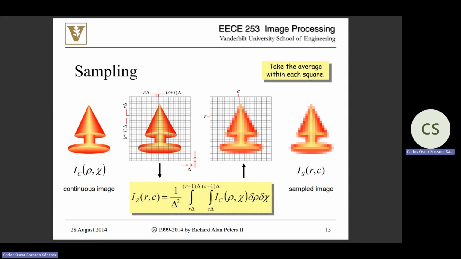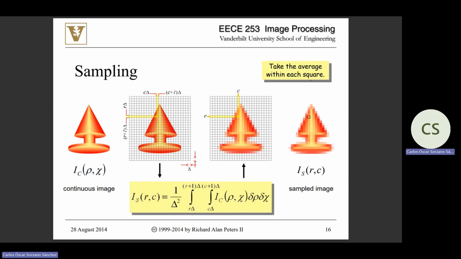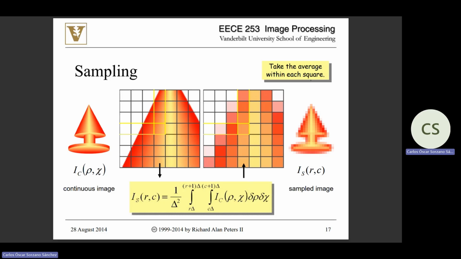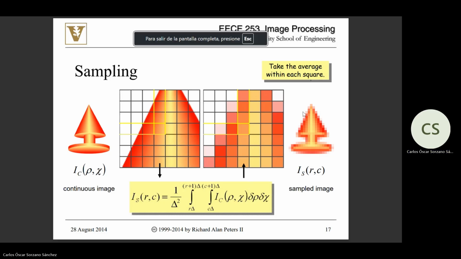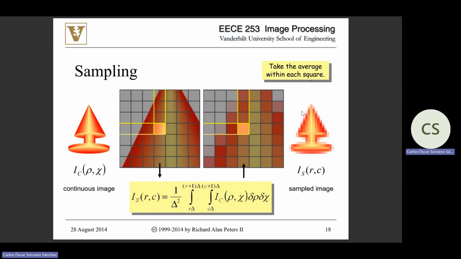Okay, so we have quantized space. And what happens here? Okay, so this is just the sum of that. We have these colors in the continuous image, and the pixel value is the average of all those. And it is the average in the three channels.